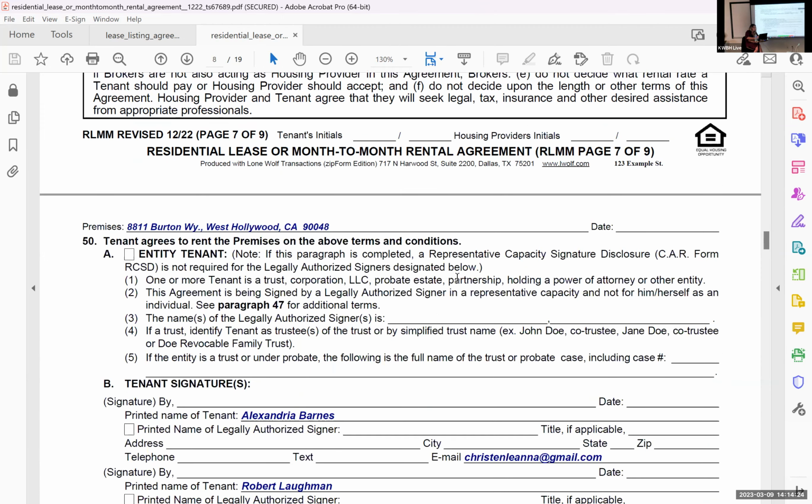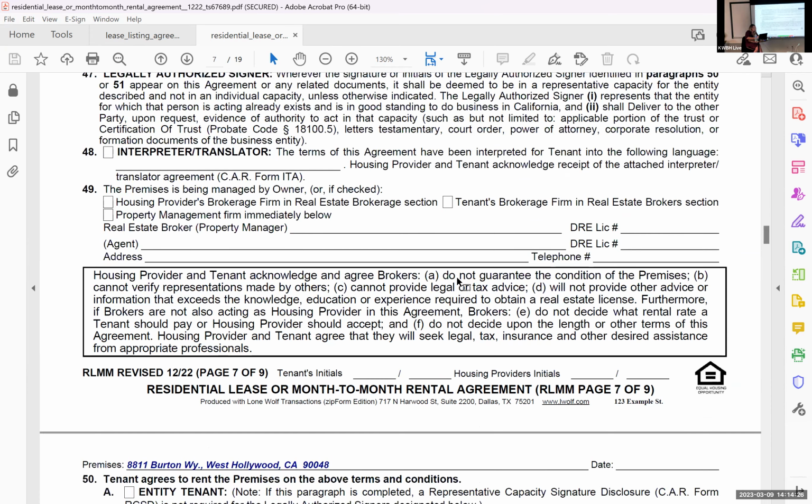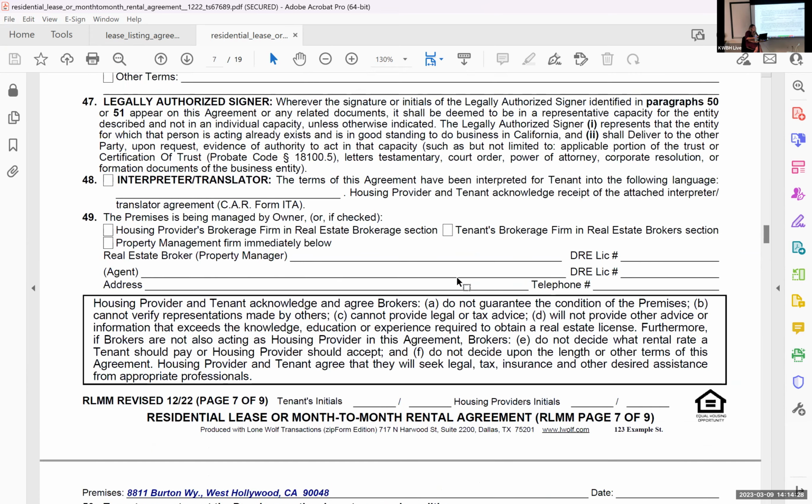On the section for interpreter, for example, I speak Spanish, right? So if I'm helping a client that speaks only Spanish, what do I do there? I guess you put your name. I don't know if that opens you up to liability or not, or if it needs to be a third party for the contract. Ask Michael. Ask Michael. I mean, it's just a lease. How can it get more complicated?